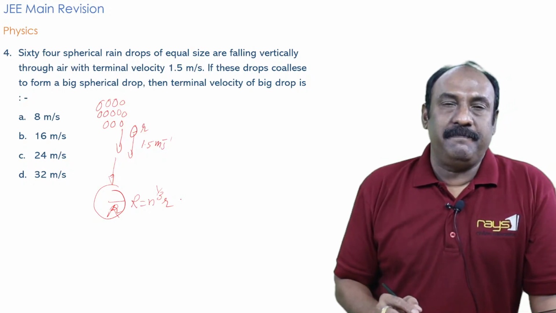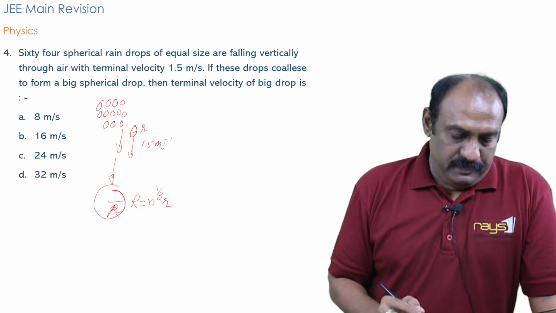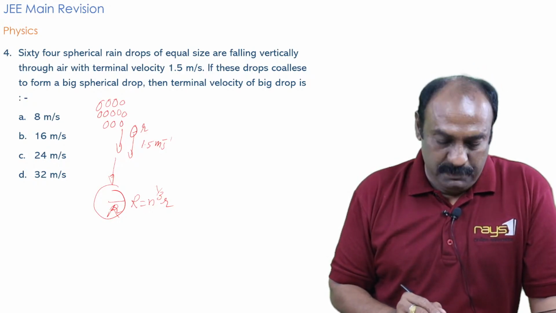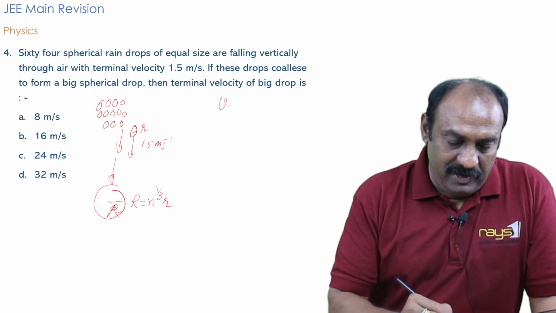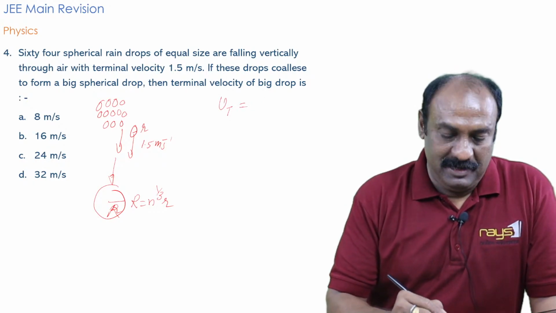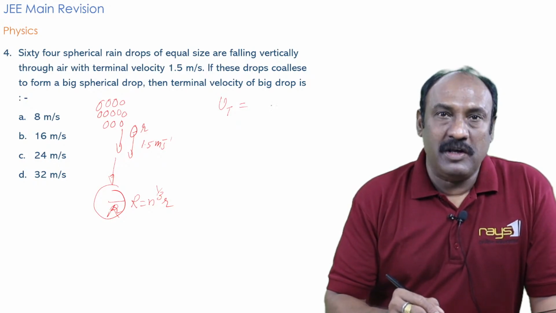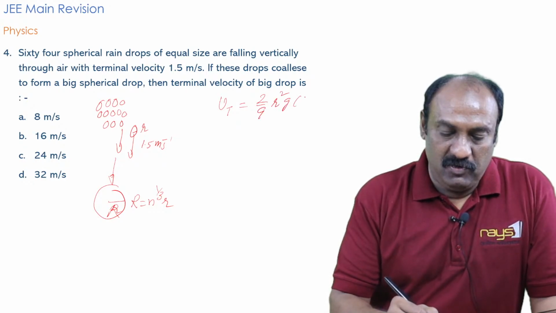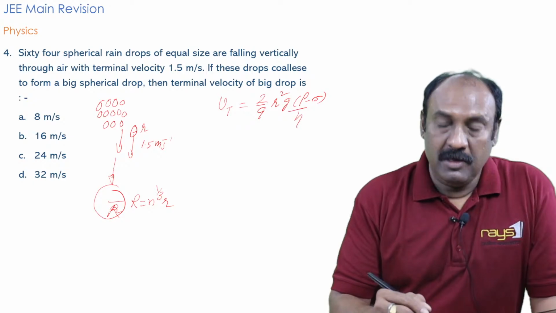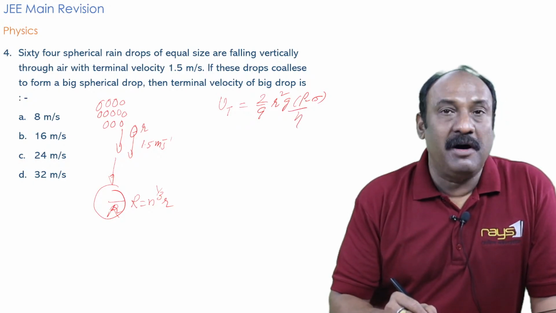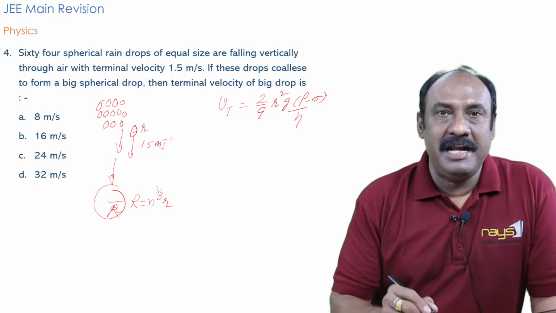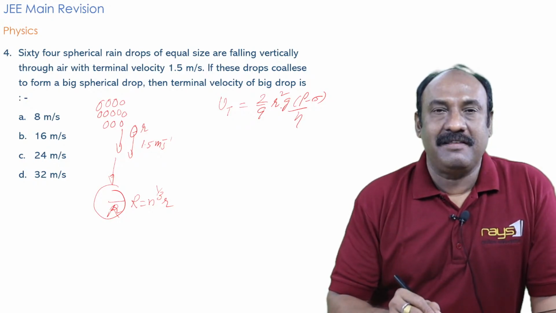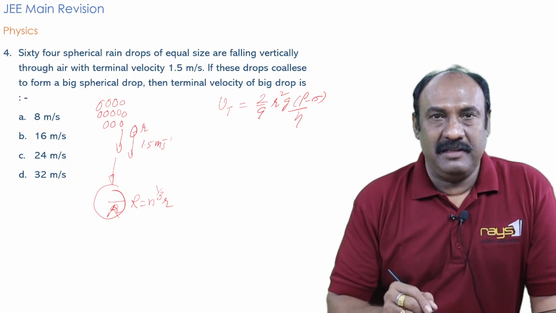So when a number of droplets coalesce into a big drop, the radius of the big drop is R equal to n to the power 1 by 3 into small r. The terminal velocity, as all of you know, is the basic formula for any falling body through a viscous medium: Vt equal to 2 by 9 r square g into (rho minus sigma) by eta, where rho is the density of the falling body, sigma is the density of the medium in which the body is falling, eta is the coefficient of viscosity of the medium, and r is the radius of the falling sphere.